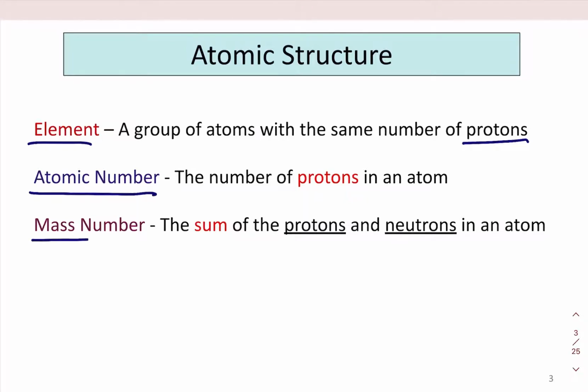And then finally, the last term we need to know is what we call the mass number, and that is the sum of the protons and neutrons in an atom. So if we add up all the protons in an atom and all the neutrons in an atom, we call that the mass number. This is not the same thing as atomic mass, which you might have learned in the past. This is something different. It's just add them up, protons plus neutrons, okay?